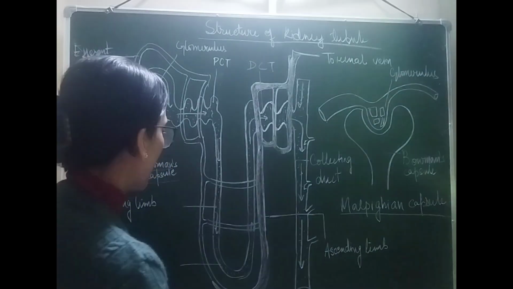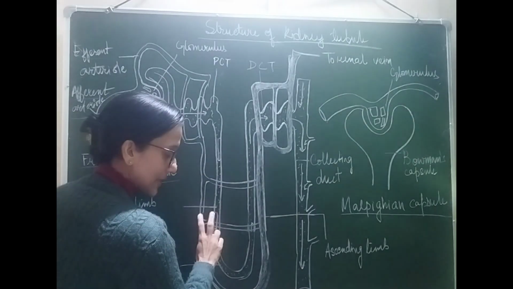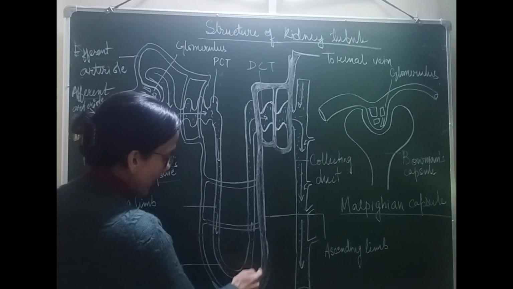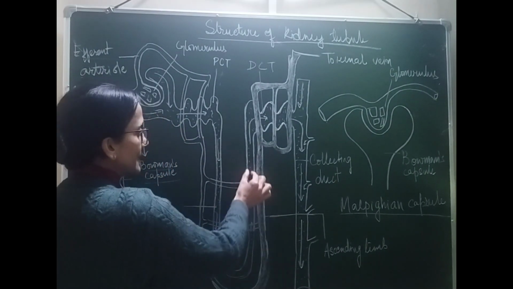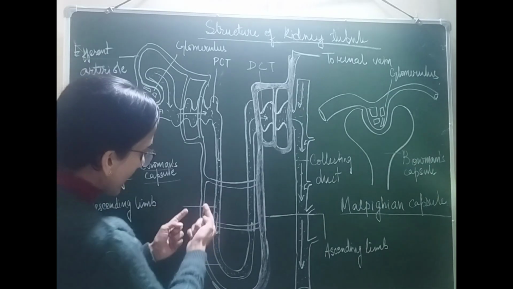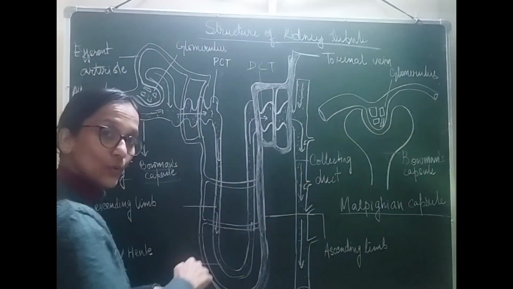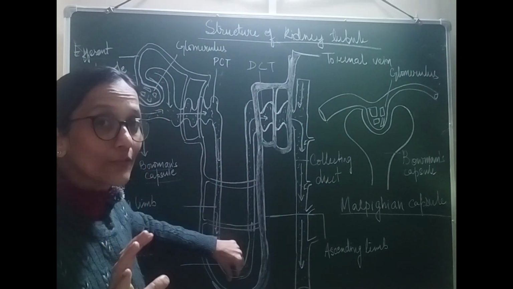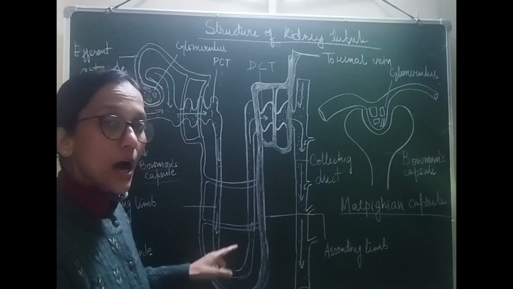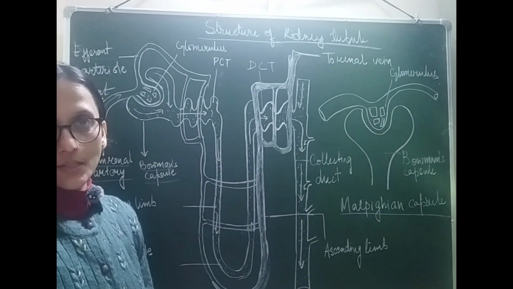As of now, just understand there are going to be exchanges that will happen between the blood here and the filtrate that is getting collected in this part. So there are going to be some exchanges which are going to happen here. So the urine is not yet formed. There will be some exchanges, and then whatever comes out is known as the urine.